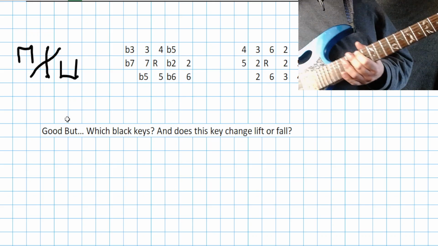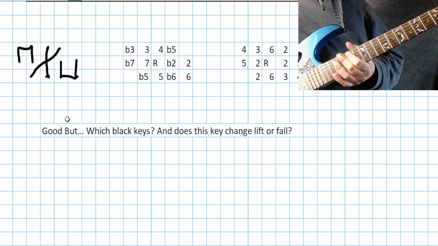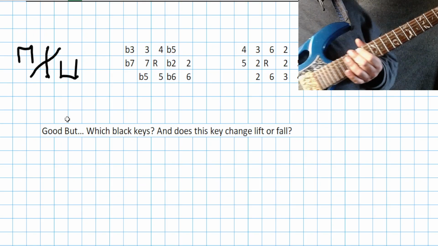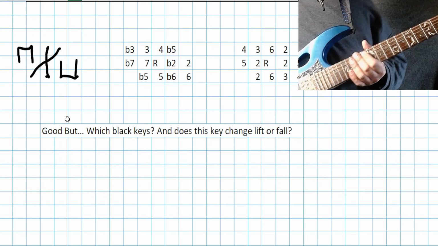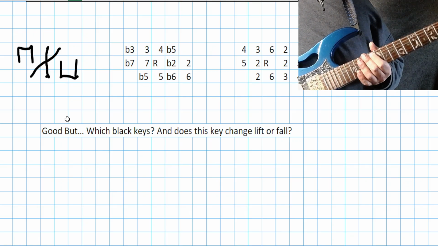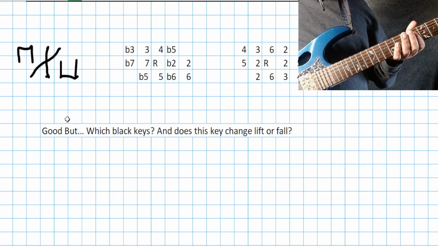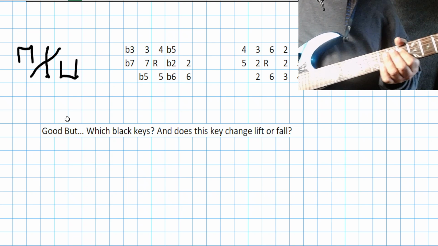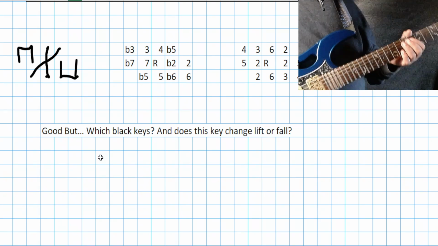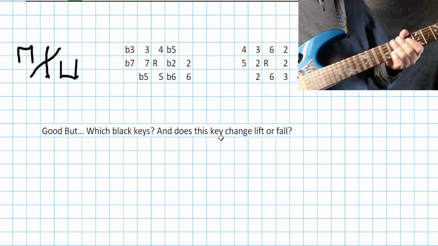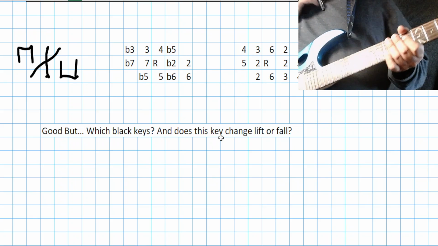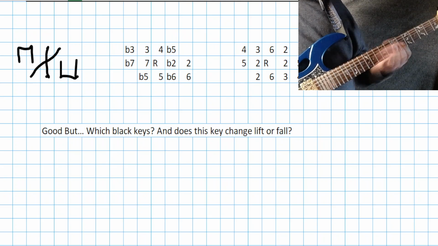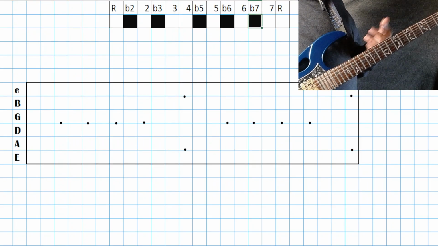But you can know all of that with that simple coding system there, but you'd like a slick way to know what are the black keys that this new key is going to use. If it only uses 4 white keys, it's got to use 3 black keys, right? And does this key change lift or fall? We'd like to know that too. I'm going to show you a slick way on the fretboard, or in your memorization you can do that.